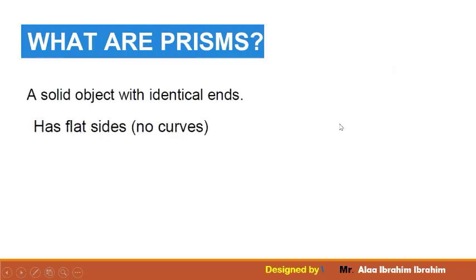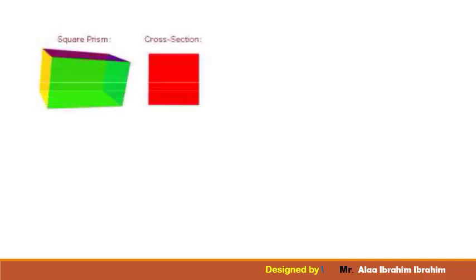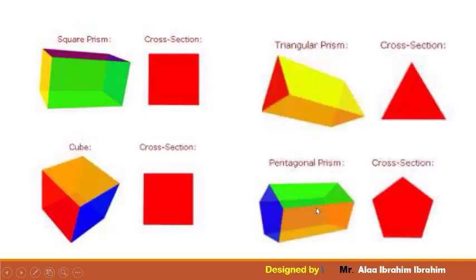Prisms are solid objects with identical ends and flat sides, no curves, and they have a cross section, like this example. A square prism means the cross section is a square. For a pentagonal prism, the cross section is the base, so the cross section looks like the base. If we have a base that is a square, all these sides are rectangles, but this base is a square, this base is a triangle, this base is a pentagon. According to the base, we make parallel cross sections that are the same as the base.